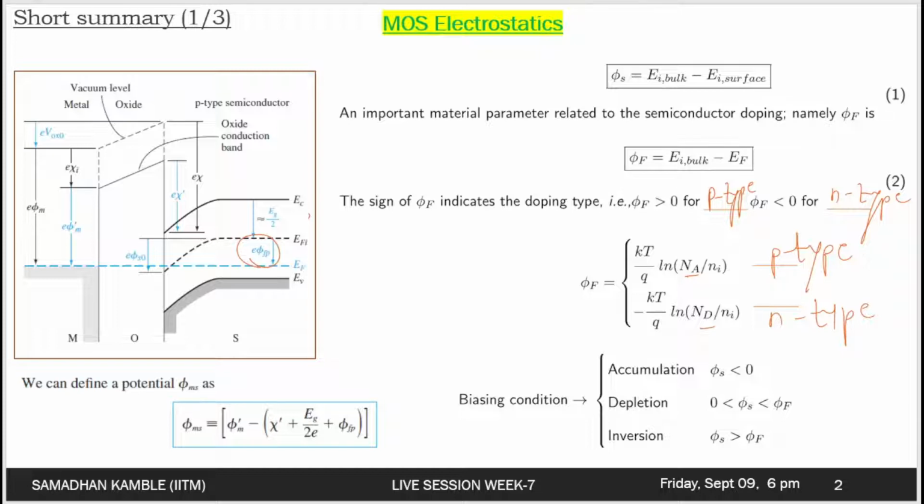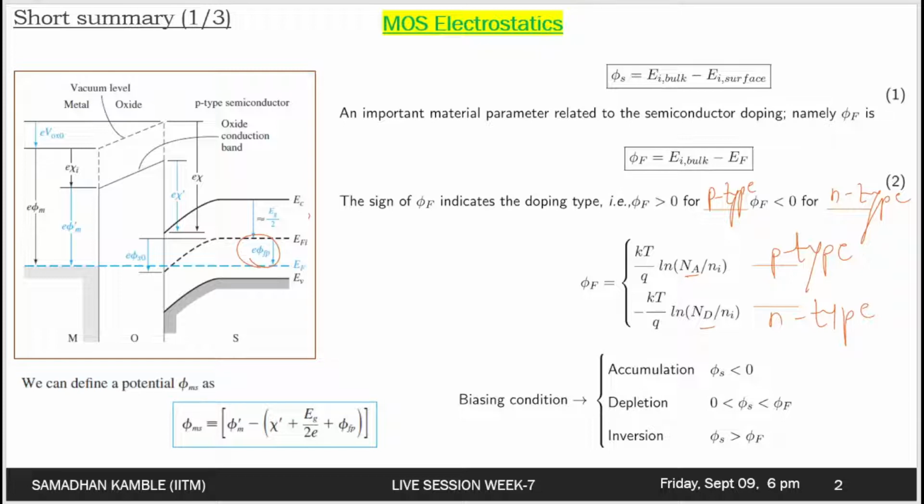If phi s is less than 0, that means we are in the accumulation region. If phi s is in between 0 and phi f, we are in depletion, and when phi s increases more than phi f, it is the inversion region. For an n-type semiconductor, the inequalities are just reversed from what has been shown here.